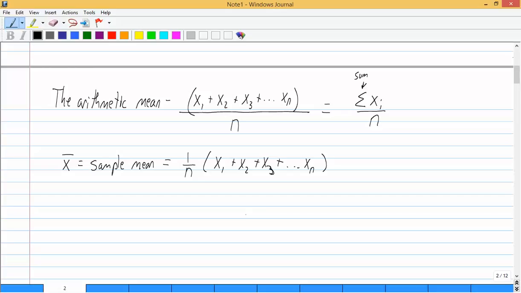Now, what about a population mean? A lot of the formulas we use will call for a population mean. The symbol we use for a population mean is mu, a lowercase mu. It kind of looks like a U, except the front side comes down a little bit. And that stands for population mean.